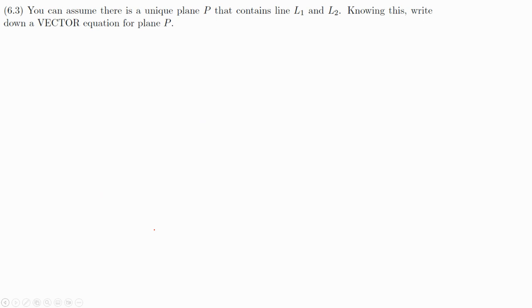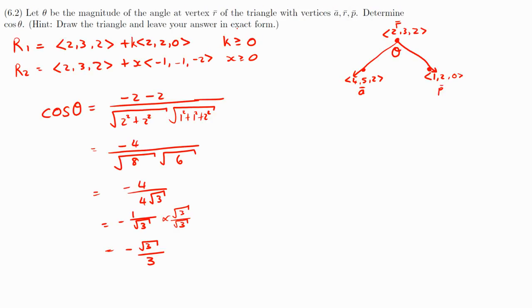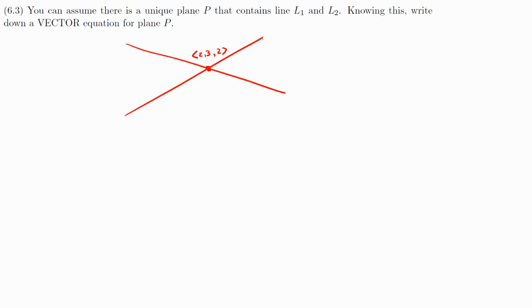Okay, and now 6.3: you can assume there is a unique plane P that contains line 1 and line 2. Knowing this, write down a vector equation for this plane. Okay, so basically this tells us that there are these two lines. Remember they intersect here at 2, 3, 2, yes. And there's a plane contained within these lines, line 1 and line 2.